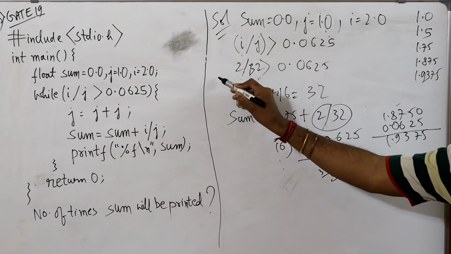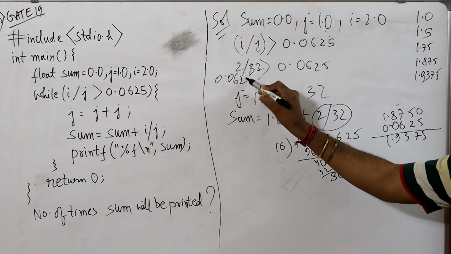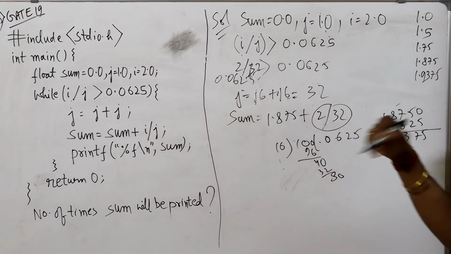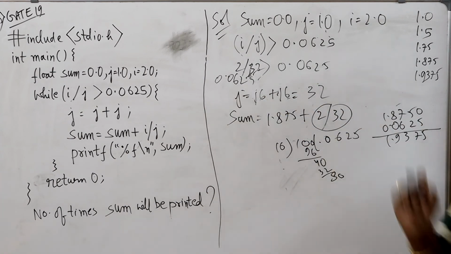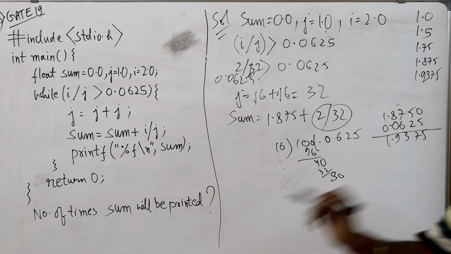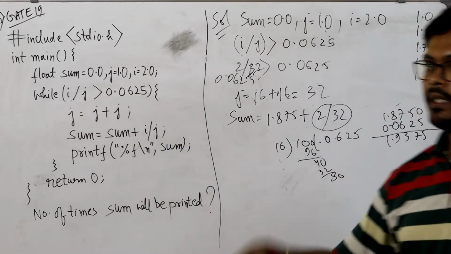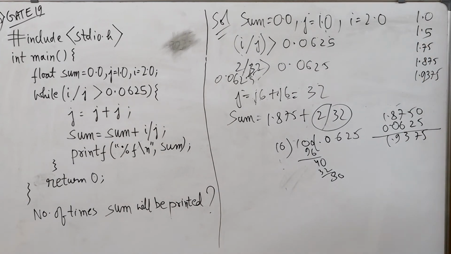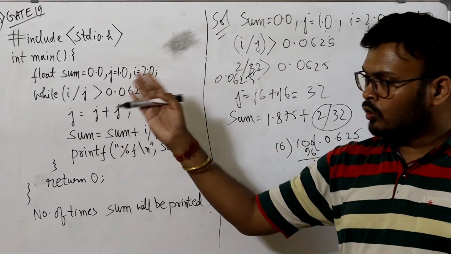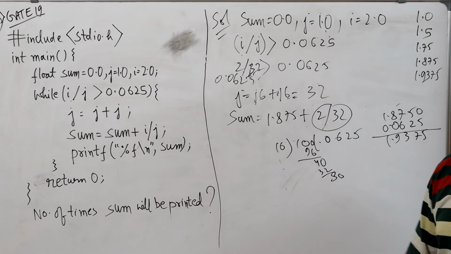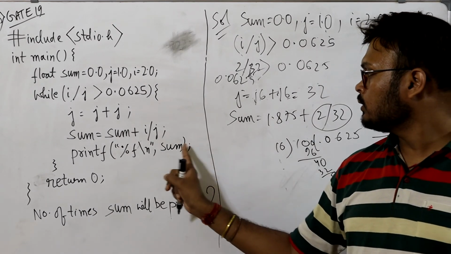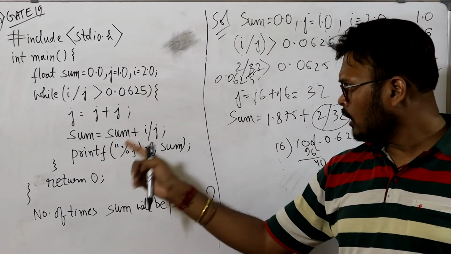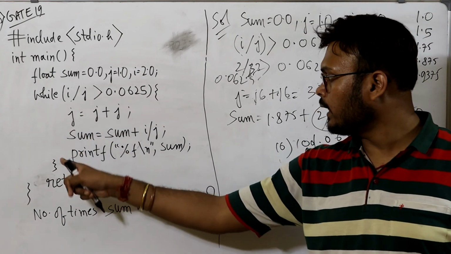So now, is 0.0625 greater than 0.0625? Obviously no. It means this condition is false. Since this condition is false, we will come out from the while loop. Okay. So the while loop is broken. It means now we will not execute these 3 lines.